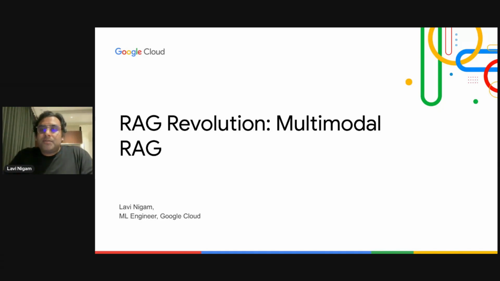I'm a developer relations engineer, or ML engineer, at Google Cloud. One of the things we'll talk about today, and one of my very favorite topics, is how to build question answering systems which are multimodal in nature, or in a very small keyword, how do you build something like multimodal RAG?